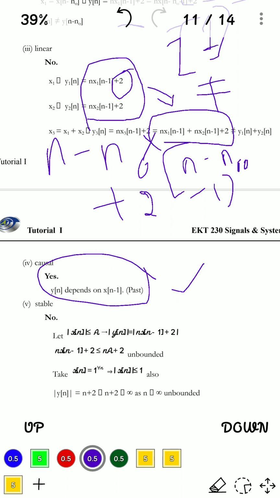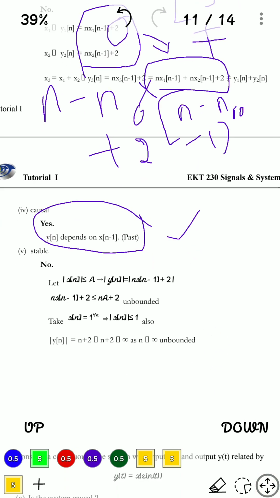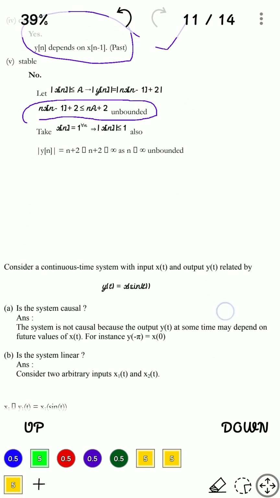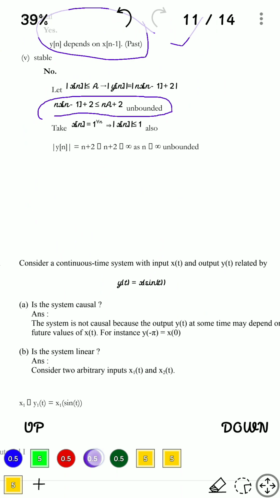Yes. So see here, stability. In the case of stability, you have got an equation like this, wherein this equation is an unbounded one, and therefore it is an unstable system, right?